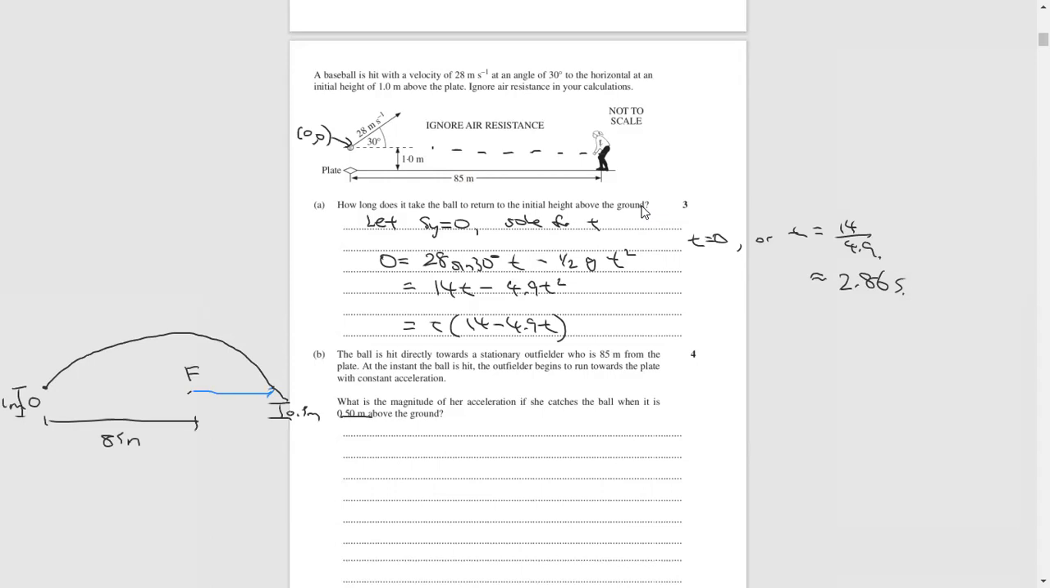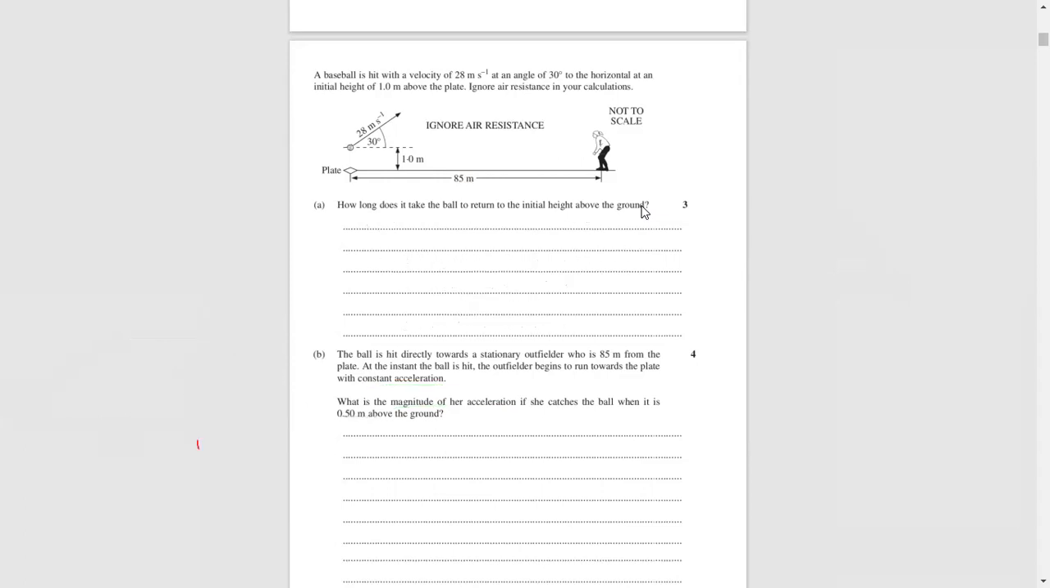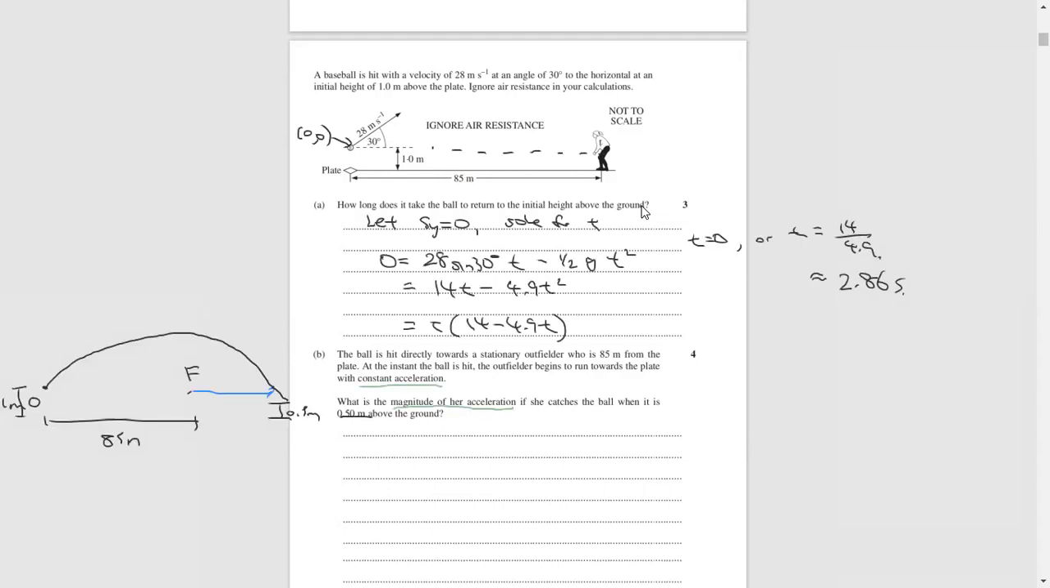Now, you want to work out, she's run at constant acceleration, not constant velocity. You want to work out the magnitude of acceleration if she catches the ball when it's 0.5 meters above the ground. Okay. So when she catches the ball, she will have run some distance. Let's call that d. She would have run some distance d to get there.